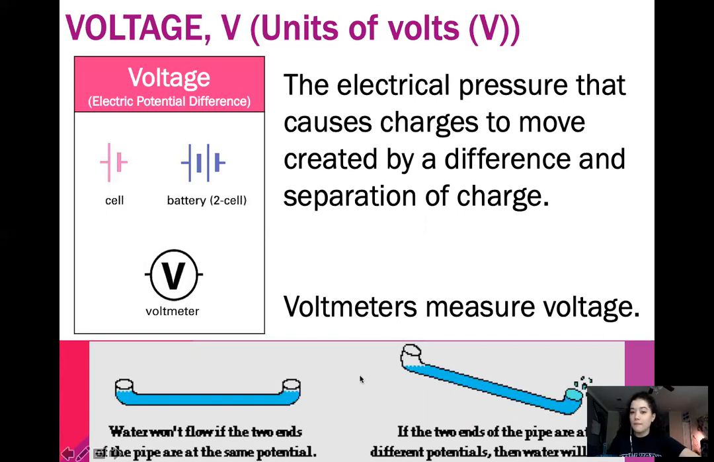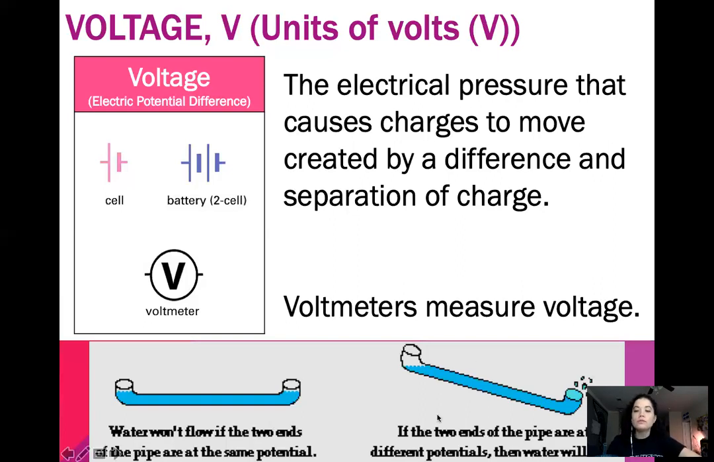Unsurprisingly, we use a voltmeter to measure voltage, right? It's crazy. Voltmeter, voltage, volts. It's like every once in a while scientists think and make things make sense. Looking at these two pictures, on the left, the water won't flow if the two ends of the pipe are at the same potential. So they're at the same level. The water's not going anywhere. In this case, we wouldn't have a voltage reading if this was an electrical wire.